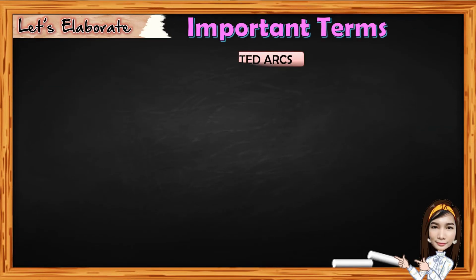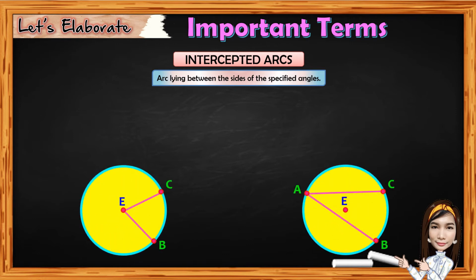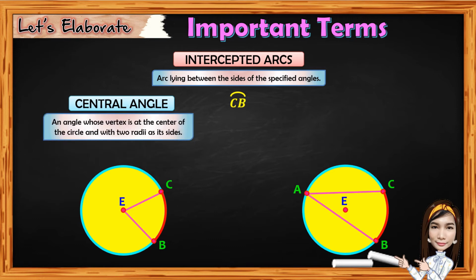Next important terms are the intercepted arcs. These are the arcs lying between the sides of the specified angles. Now given the circle E, the intercepted arc here is arc CB. So the first figure is what we call the central angle, an angle whose vertex is at the center of the circle and with two radii as its sides. So angle BEC is the central angle, and the measure of angle BEC is equal to the intercepted arc, which is arc CB.